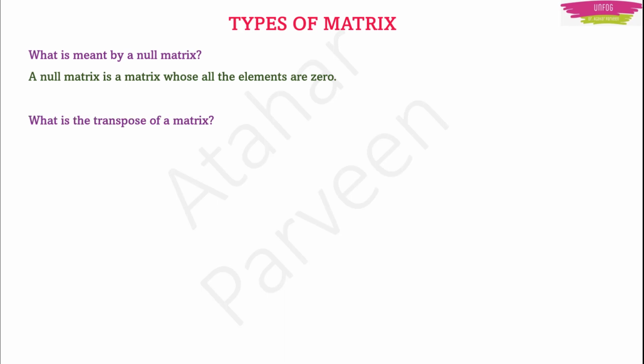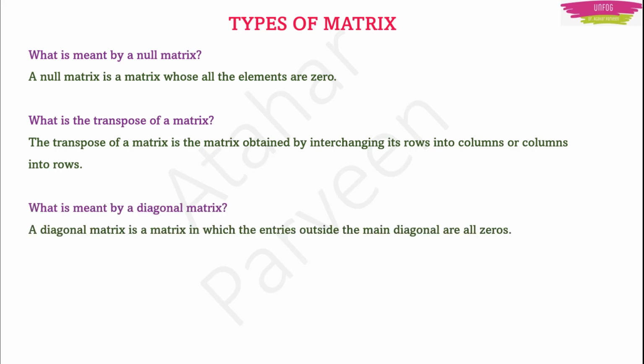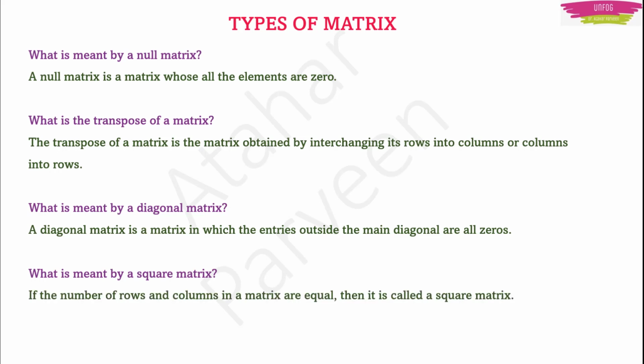Then what is a transpose of a matrix? The matrix obtained by interchanging its rows into columns and columns into rows is known as the transpose of a matrix. What is meant by a diagonal matrix? A diagonal matrix is a matrix in which the entries outside the main diagonal are all zeros. What is meant by a square matrix? If the number of rows and columns in a matrix are equal, then it is called a square matrix. Okay, I hope you all got it now.